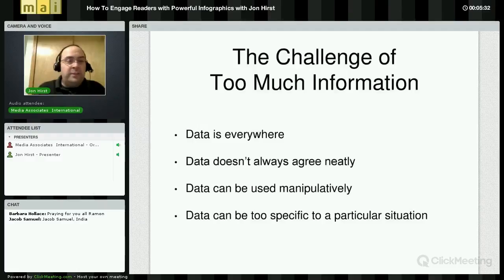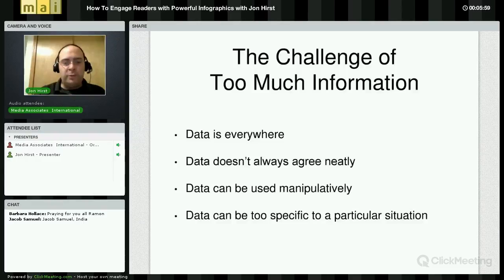So first of all, data is everywhere. Everywhere you look, data is being collected, monitored, and measured. The challenge, though, is that data doesn't always neatly agree. Have you ever been in a situation where a person gives you a number or statistic, and then a person the very next day uses that statistic, but does it in an almost opposite way for the opposite purpose?